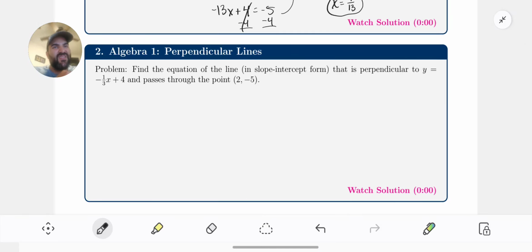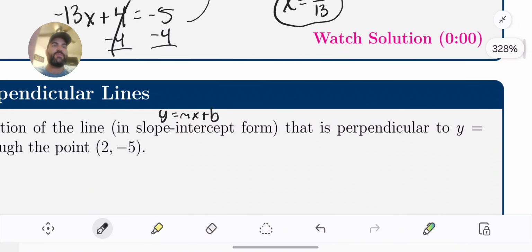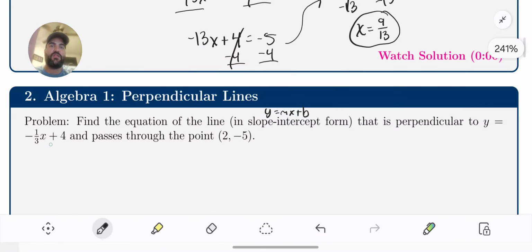So let's see. Find the equation of the line in slope-intercept form. Slope-intercept form is just y equals mx plus b. That's the classic. Everyone knows that one. That is perpendicular to the line y equals negative 1/3 x plus 4 and passes through this point. This is actually a very popular SAT question. The key word here is perpendicular. And you really need to understand this question. They want you to create a line that's perpendicular to this one.